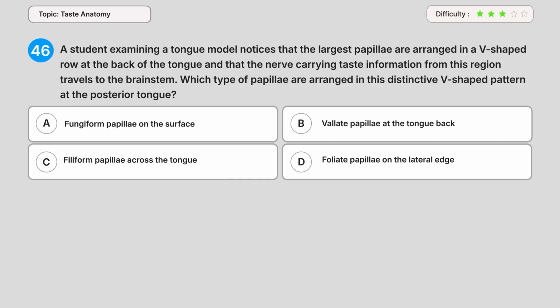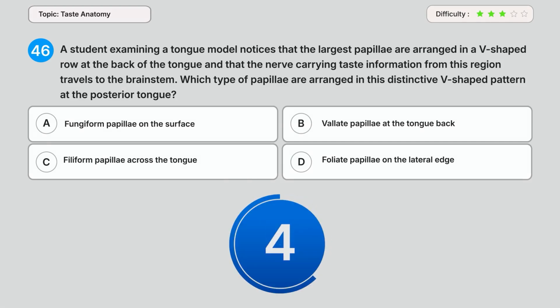A. Fungiform papillae on the surface. B. Vallate papillae at the tongue back. C. Filiform papillae across the tongue. D. Foliate papillae on the lateral edge. What do you think is the answer?